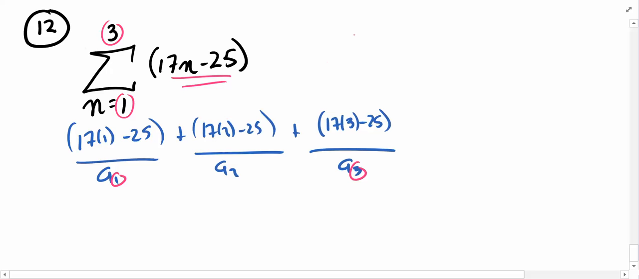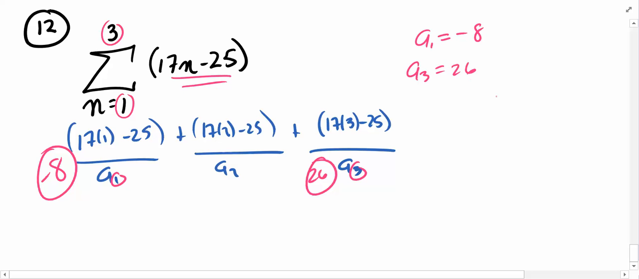So I'm noticing a few things. I noticed it right away, a sub 1 in this case happens to be negative 8 when you plug this in, 17 minus 25. So this is worth negative 8 right here. And then the last term, a sub 3, happens to be, when I plug this in, 17 times 3 minus 25, which gives me 26. So that's 26, and then I have 3 terms total.